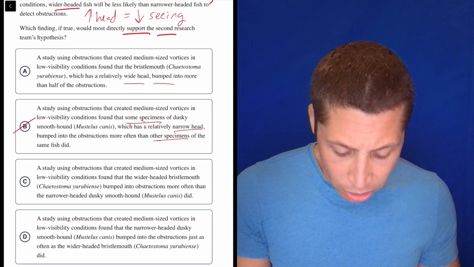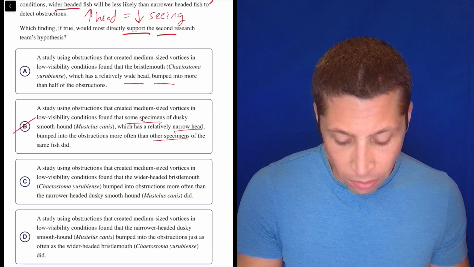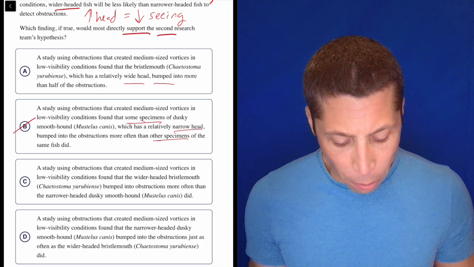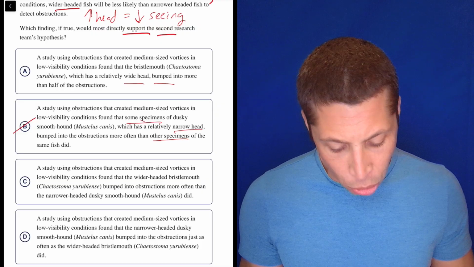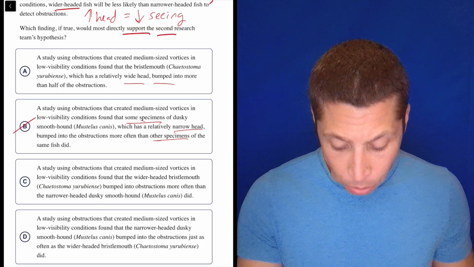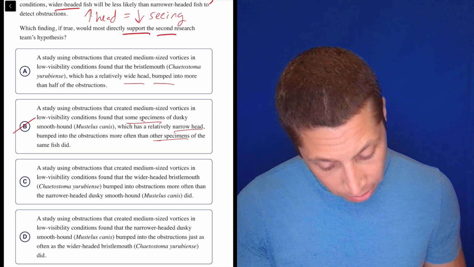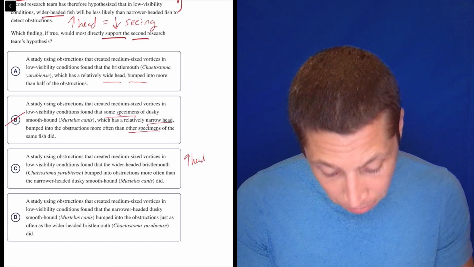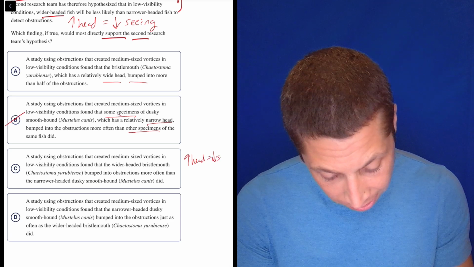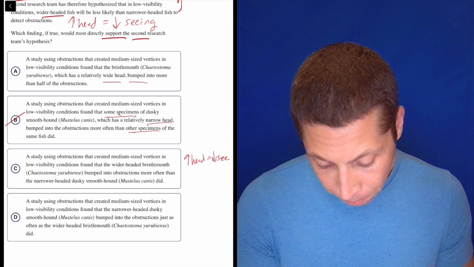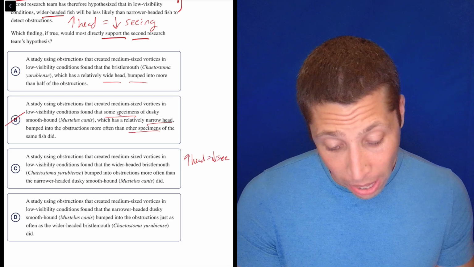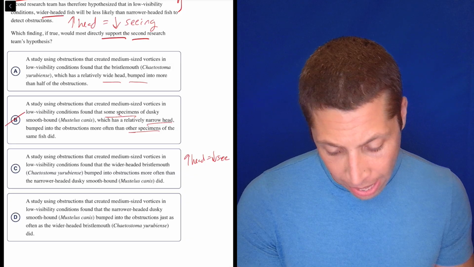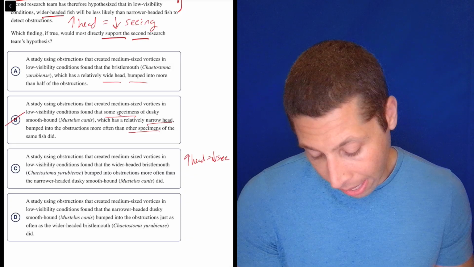C, a study using obstructions that created medium-sized vortices in low visibility conditions, so repetitive, found that the wider-headed bristlemouth bumped into obstructions more often than the narrow-headed dusky smoothhound. So this is saying that the bigger head bumped into more things, so it sees less than the other one. Yeah, so that seems right. That seems very dumb and very right. And again, I don't love A. We'll just go to D.